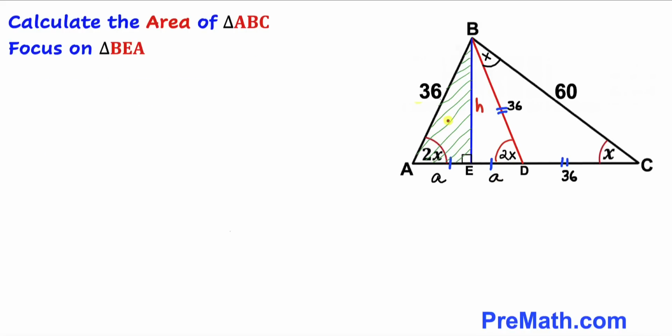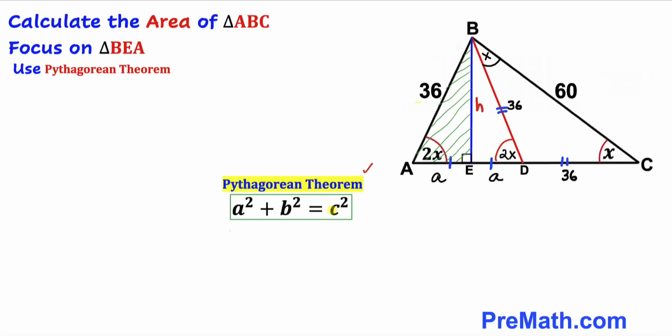Now let's focus on this triangle BEA. We know that this is a right triangle. Therefore, we are going to use the Pythagorean theorem. And here's the Pythagorean theorem: a square plus b square equals c square. Let me call this longest side our side c. This one I'm going to call side a, and this side b. So let's fill in the blanks in this Pythagorean formula.